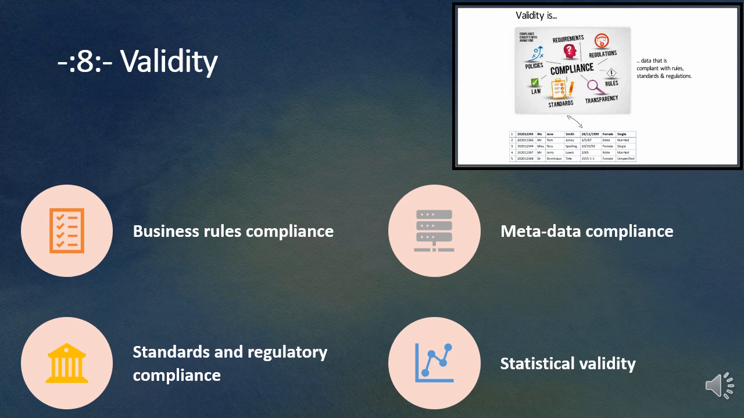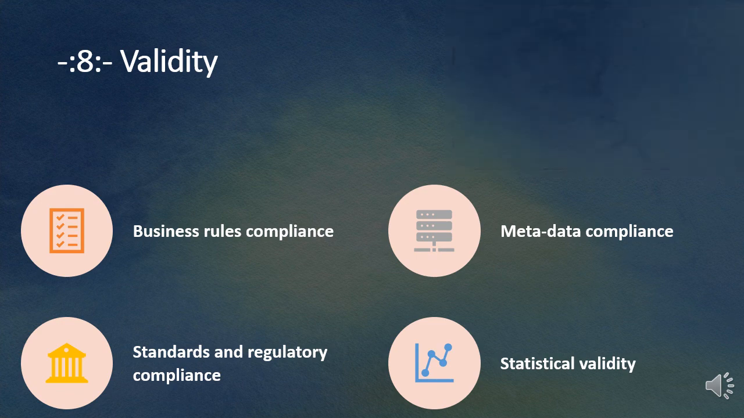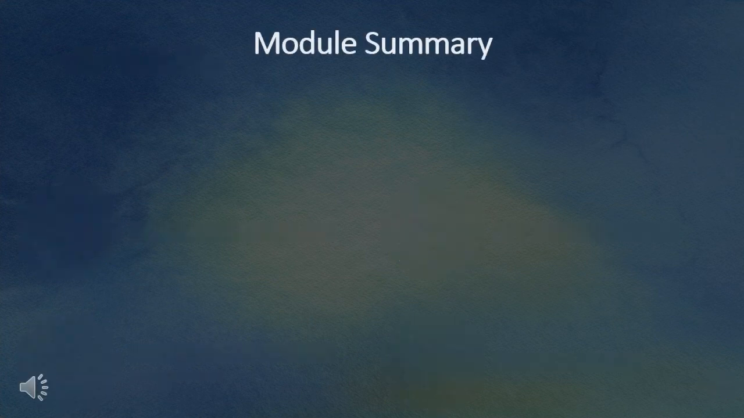In summary, data is considered valid if it conforms to its definition, i.e. metadata, and business rules, including any regulatory standards or laws. Data may also be considered valid if it can be confirmed using statistical analysis. That's the end of Module 2. In this module, we have taken a deeper look at the 8 dimensions of data quality and looked at the 33 individual characteristics that help define and measure each dimension.